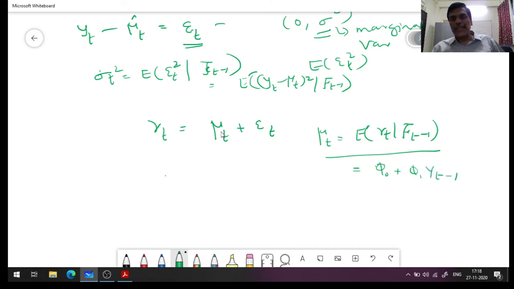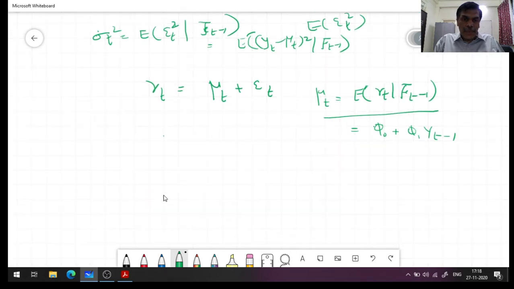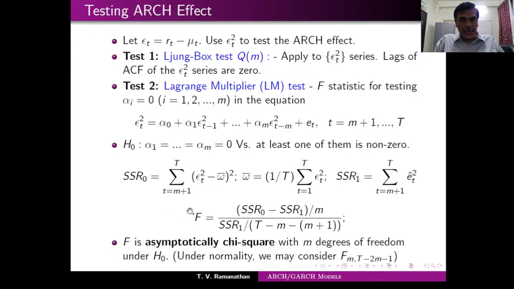So I'm getting mu t in this manner. It could depend on MA, seasonal ARIMA, etc., but this is what the mean is. Now, look at this carefully. How do you actually see whether there is a need for the variance modeling or the conditional heteroscedastic modeling?